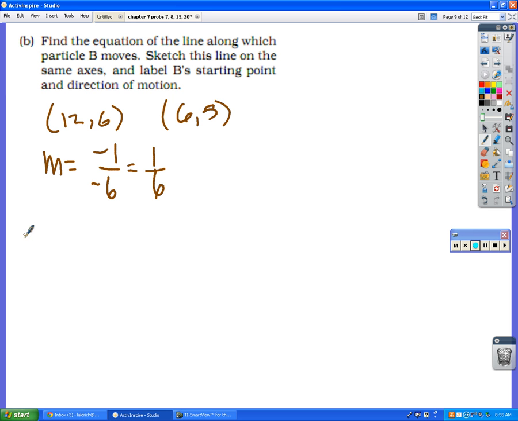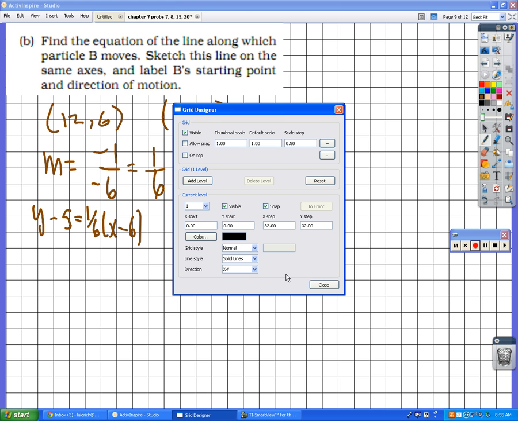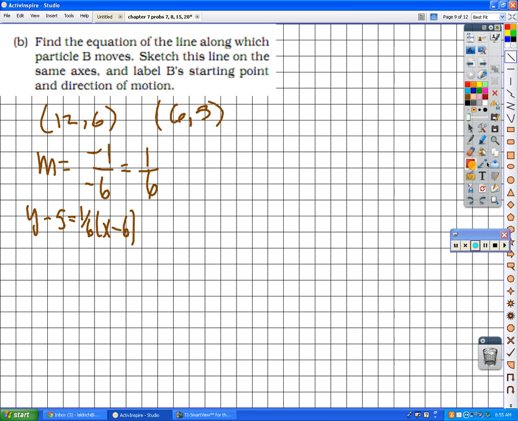Okay? All right, so which of the 2 points do you want to use to come up with an equation? That one on the right. This one? Yeah. Okay? So y minus 5 equals 1/6 times x minus 6. All right? And then it says to graph that on the same thing. So I'm going to actually make a real graph of both of them.